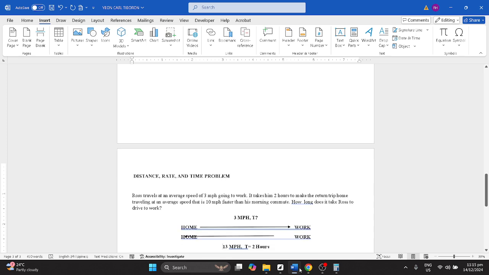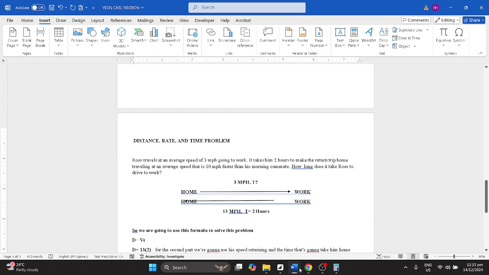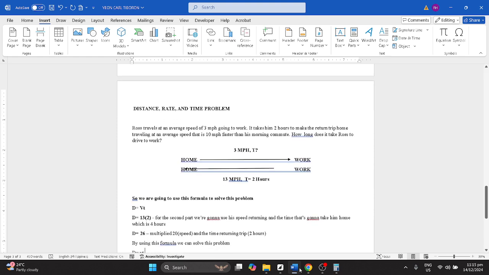Now moving on to the distance, rate, and time problem. Ross travels at an average speed of 3 miles per hour going to work. It takes him 2 hours to make the return trip home, traveling at an average speed that is 10 miles per hour faster than his morning commute. How long does it take Ross to drive to work?